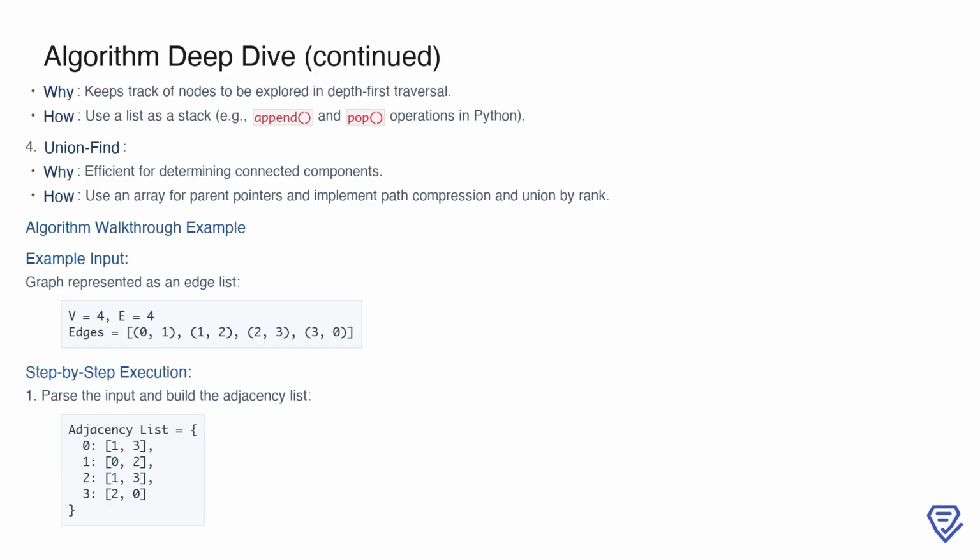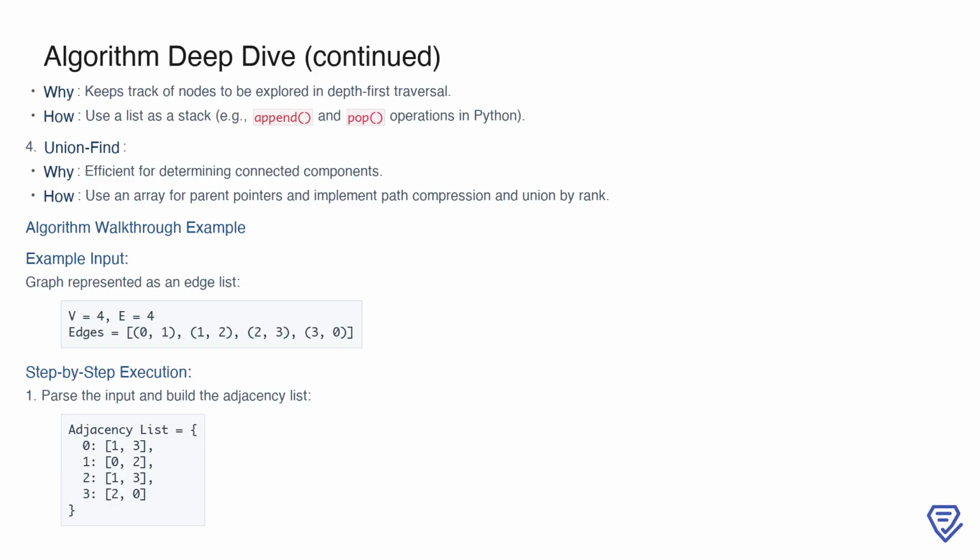Union find deserves special attention as well. It is particularly efficient for determining connected components in a graph. By using an array for parent pointers and applying path compression along with union by rank, you achieve an optimal structure for connectivity checks. Now, let's consider a concrete example to understand the algorithm.